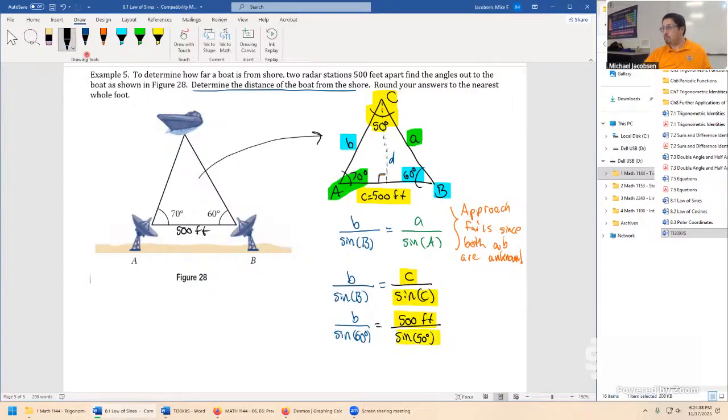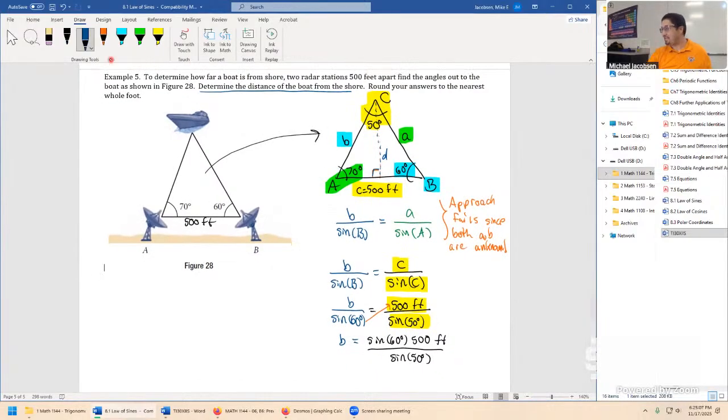So from there, we can now solve for the side length B in essentially one step. Multiply both sides by sine 60 degrees. It just parks it right over here by 500 feet. So B is now equal to sine 60 degrees times 500 feet, divided by sine of 50 degrees. Last step is going to give us the length of B.